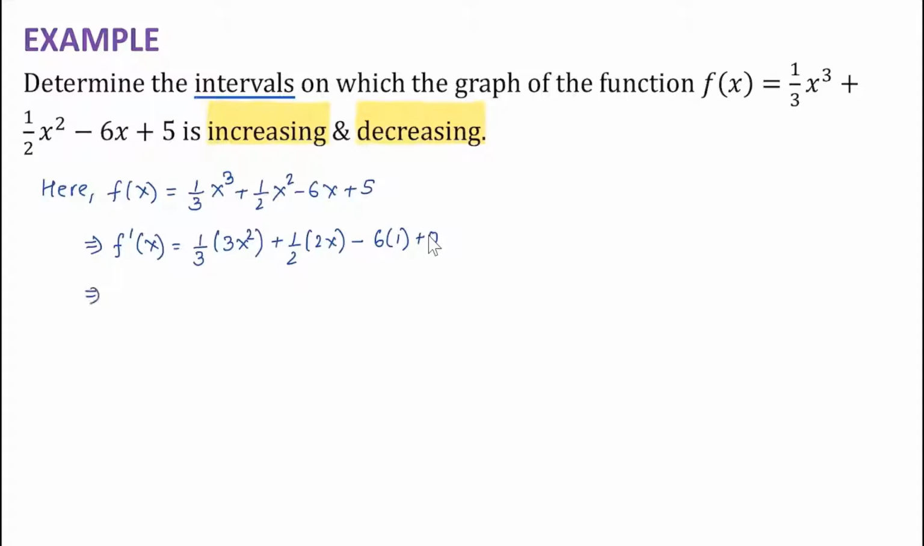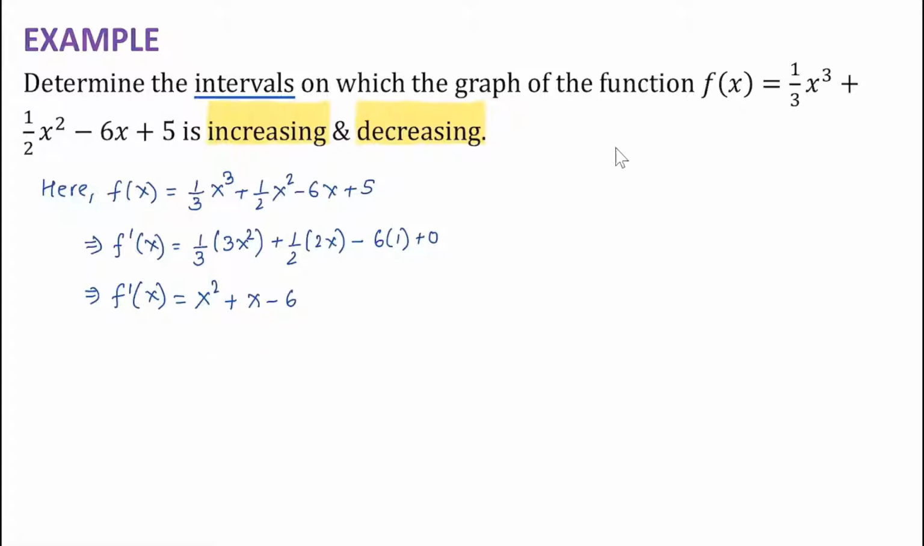So my first derivative is, you can see here, 1/3 of 3, which is 1 times x squared, which is x squared, then plus half of 2 is 1, so that is 1x minus 6. So we get our first derivative. The first derivative is x squared plus x minus 6.